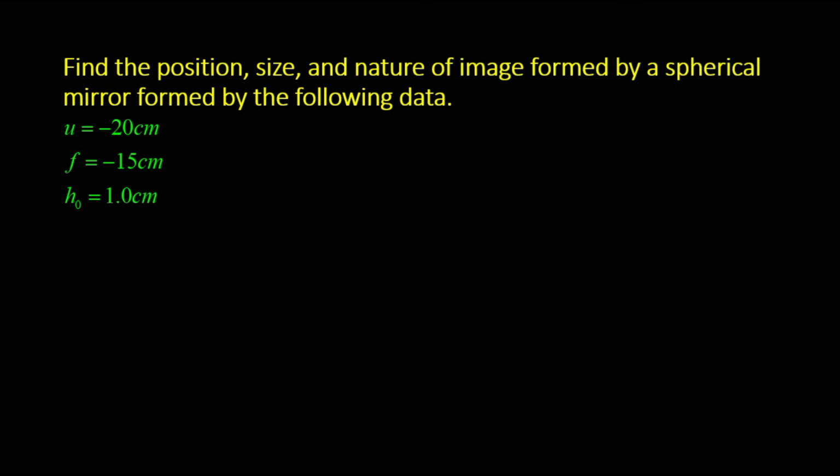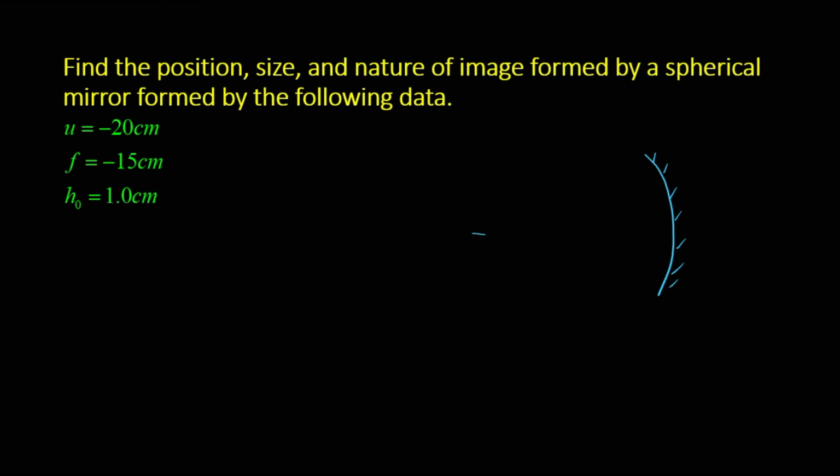So we have some data: u is equal to minus 20 centimeter, f is minus 15 centimeter and h naught is 1.0 centimeter. Now see here, f is minus 15 centimeter. It means that the focal length is to the left of the origin. So this is a concave mirror because the focal length is negative.